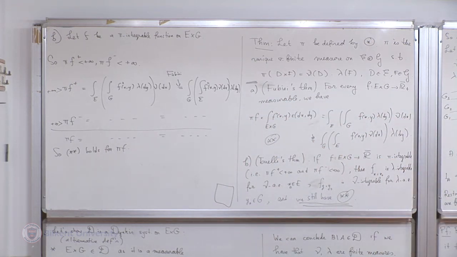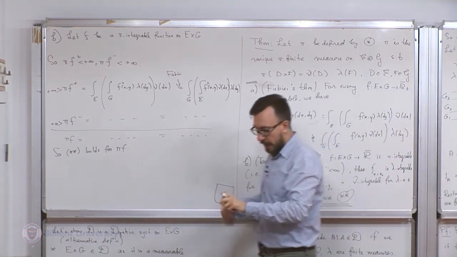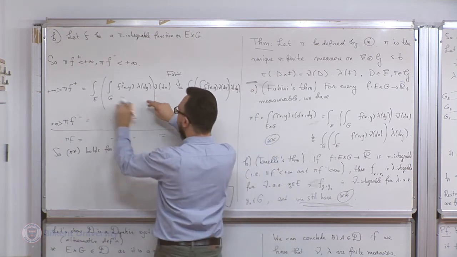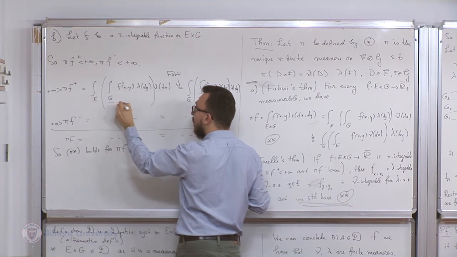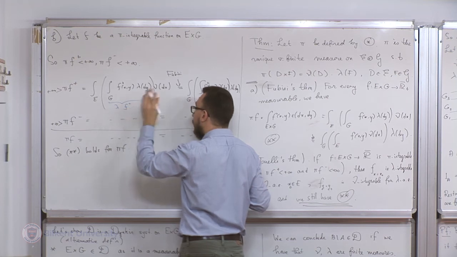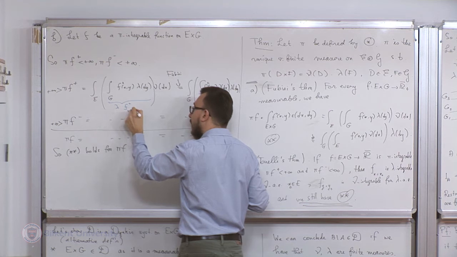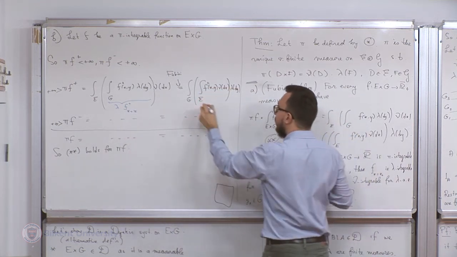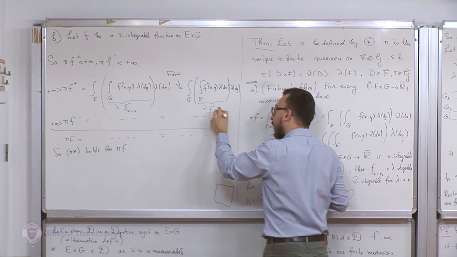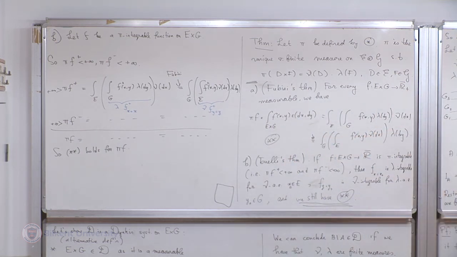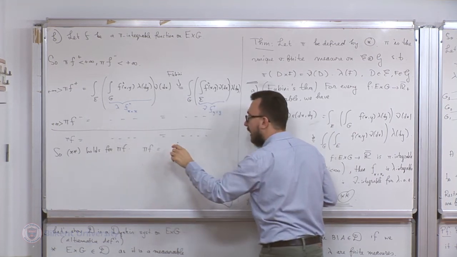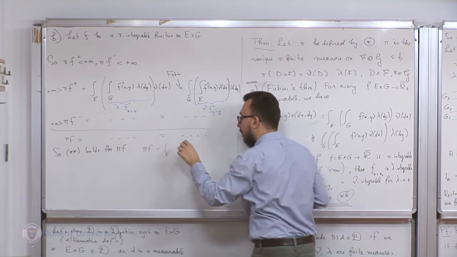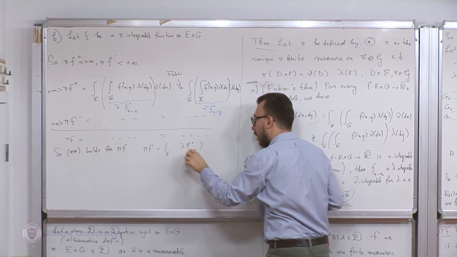Right. So in this integral, what we do is to fix x and see it as a function of y. This is what we integrate, right? So I can see it as the integral of the restriction, the section of f to x. And similarly, this is the integral of the section of f to y. So we have π f equals, so we have the same for here, right? So π f equals the integral over E of this function, nu dx.